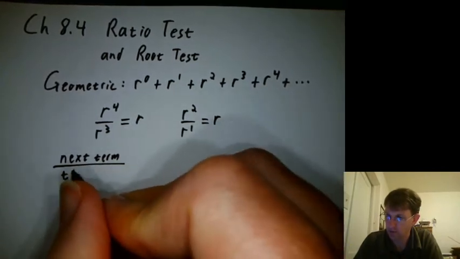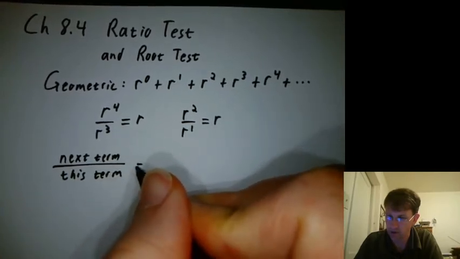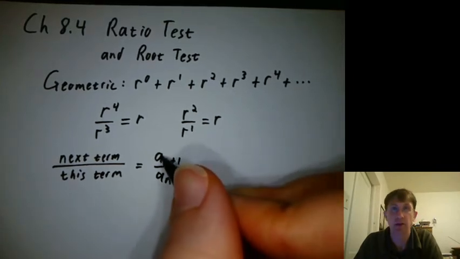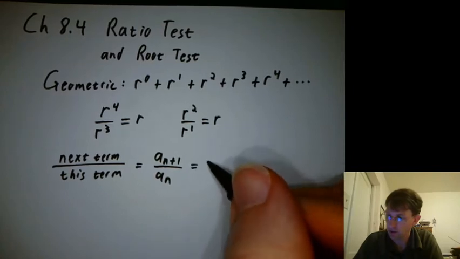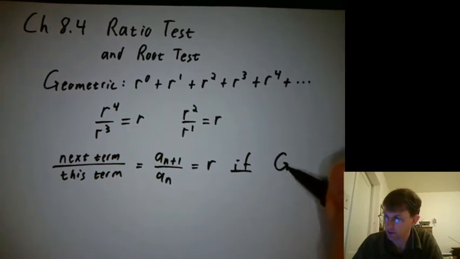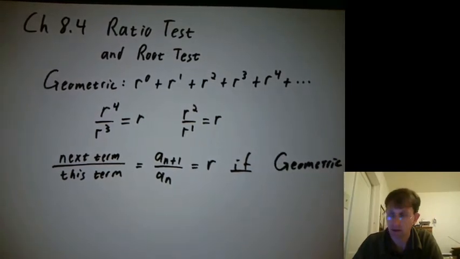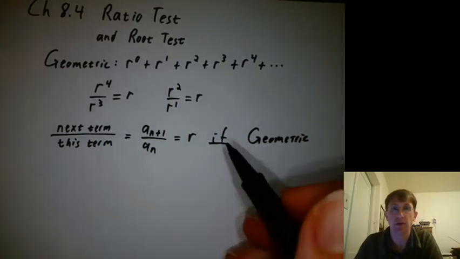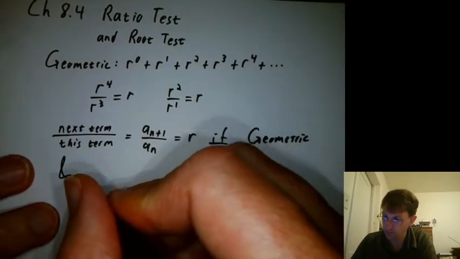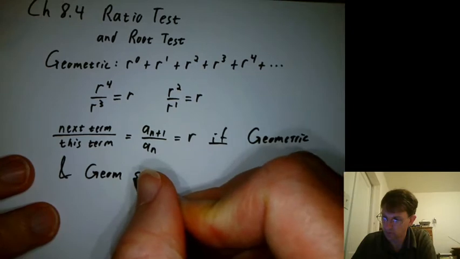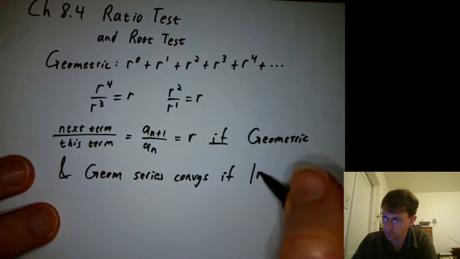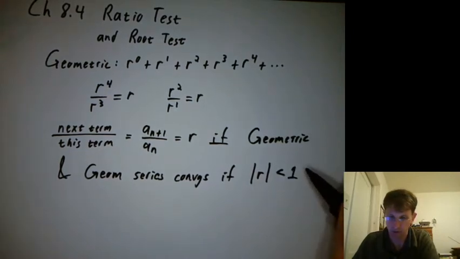So in general, the next term over the present term, if a sub n is the present term, then a sub n plus 1 is the next term, is equal to r if it's a geometric sequence or geometric series. And we know that the geometric series converges if r is between plus and minus 1, so if the absolute value of r is less than 1.